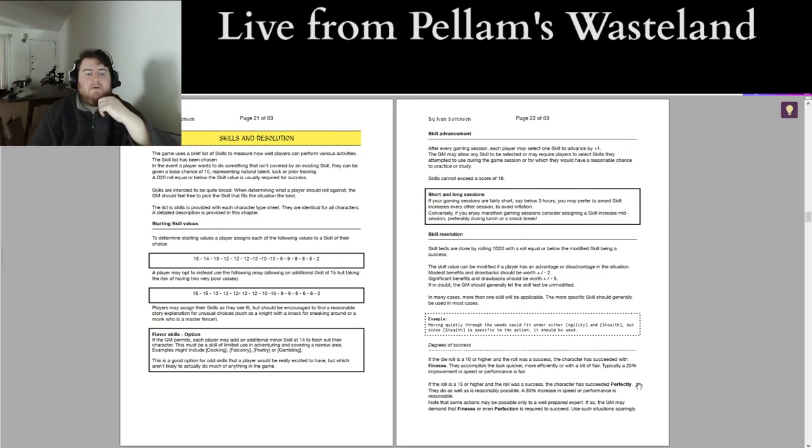Anyway, skill resolution: roll a d20 under your specific skill, and there's a rule about using the most specific skill. So if you're moving quietly through the woods, don't use agility, use stealth, because even though both of them could be useful, stealth is more specific. And then there's succeeding with finesse, a fine success, and succeeding with perfection, a perfect success, which, as I mentioned, are basically high rolls that still succeeded.